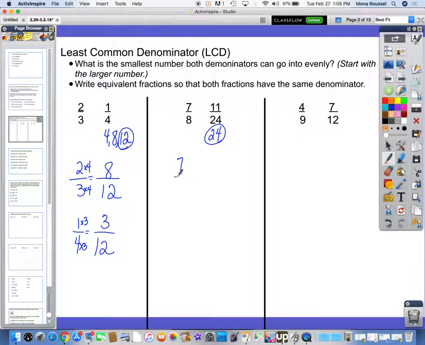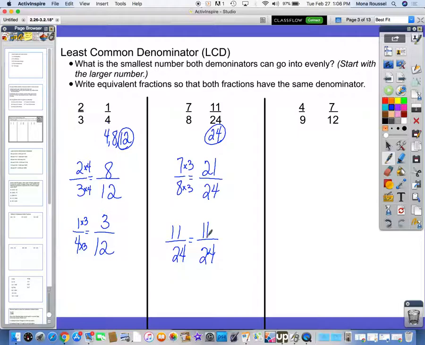Now we have to change 7/8 into 24ths, and we have to change 11/24ths here, so we can have our like fractions. In the first fraction, 8 times 3 would give us 24, so that means we have to multiply the numerator 7 by 3 to get 21. So 7/8 is equal to 21/24. In the second fraction, we notice that the denominator stayed the same. If the denominator stayed the same, then the numerator stayed the same.